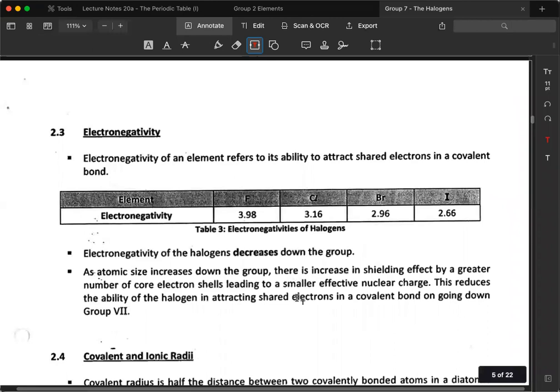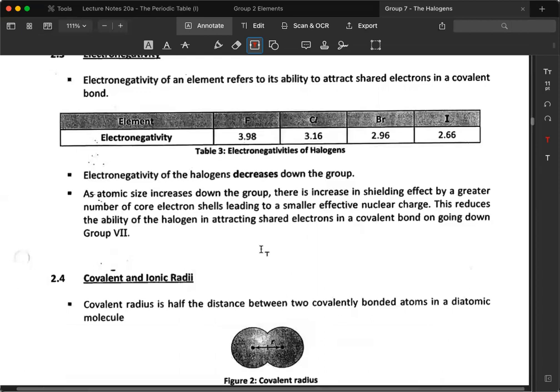Electronegativity, as we have learned, is the ability of the atom to attract the shared electrons in the covalent bond. Down the group, the electronegativity decreases. The reason is that with increased atomic size, there is an increase in shielding effect by the greater number of electron shells. The increase in shielding effect overtakes the increase in nuclear charge, so it leads to a smaller effective nuclear charge. So the shared electrons are attracted less strongly by the nucleus.